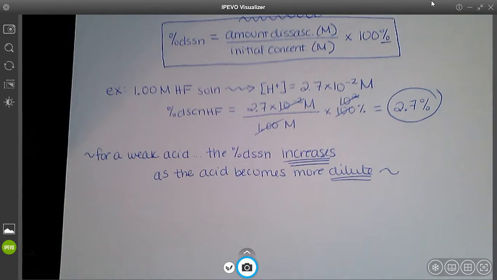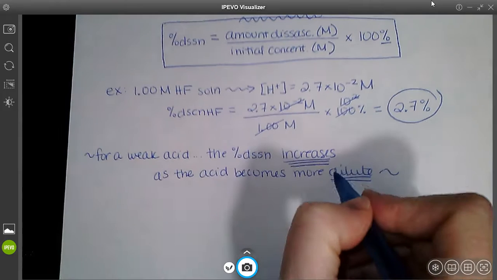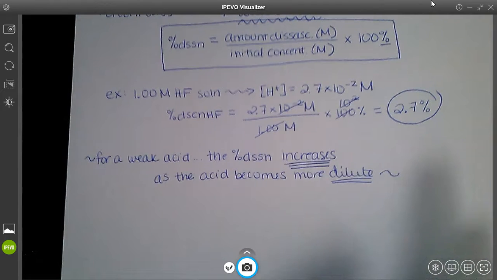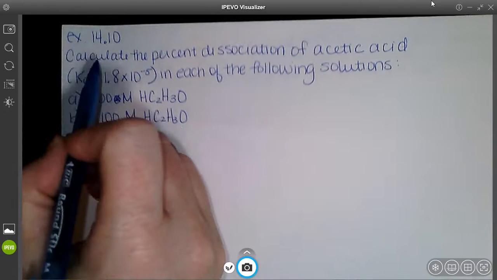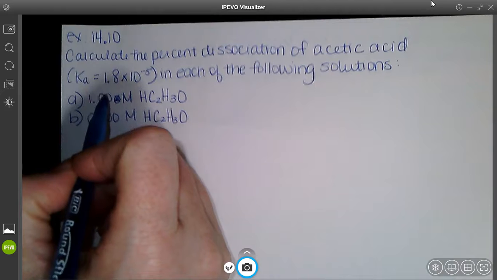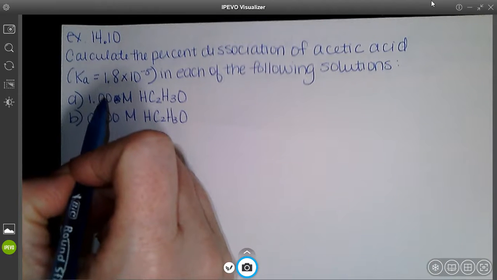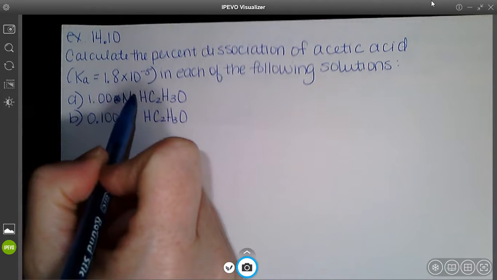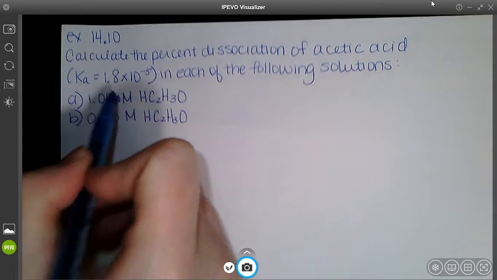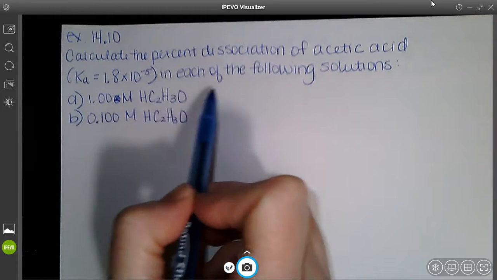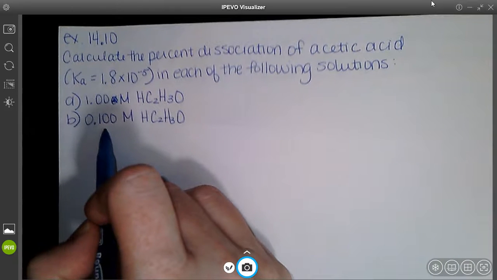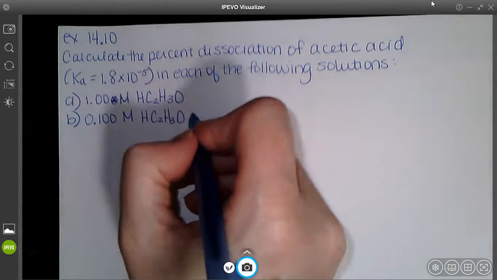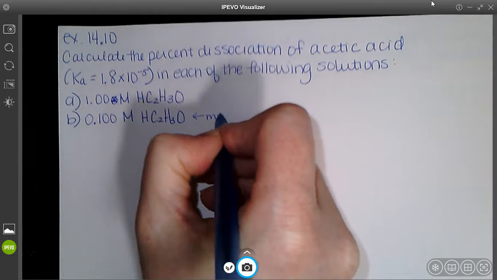Turn the computer off, or the video. Think about why this might be true. Just like try and process it for a second, and then come back and let's do an example where I prove this. We're going to work through example 14.10. This is written in your supplemental notes. Calculate the percent dissociation of acetic acid, Ka, which has 1.8 times 10 to the negative fifth, so that's the equilibrium constant, in each of the following solutions. So we've got a 1.00 molar solution of acetic acid and a 0.1 molar concentration. So we can tell that this is more dilute.